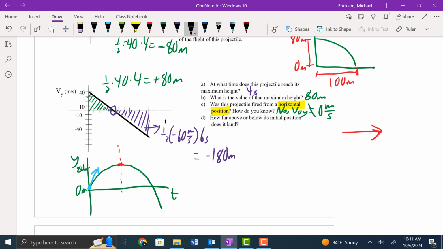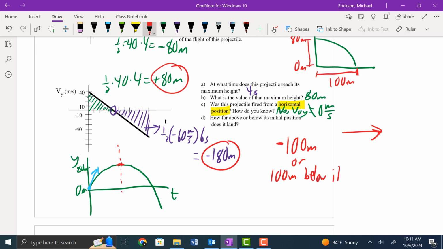Now, we have to combine the first half with the second half. And so I'm going to land at negative 100 meters, or you can call that 100 meters below its initial position. That might seem kind of far, but that's just the nature of how acceleration works.